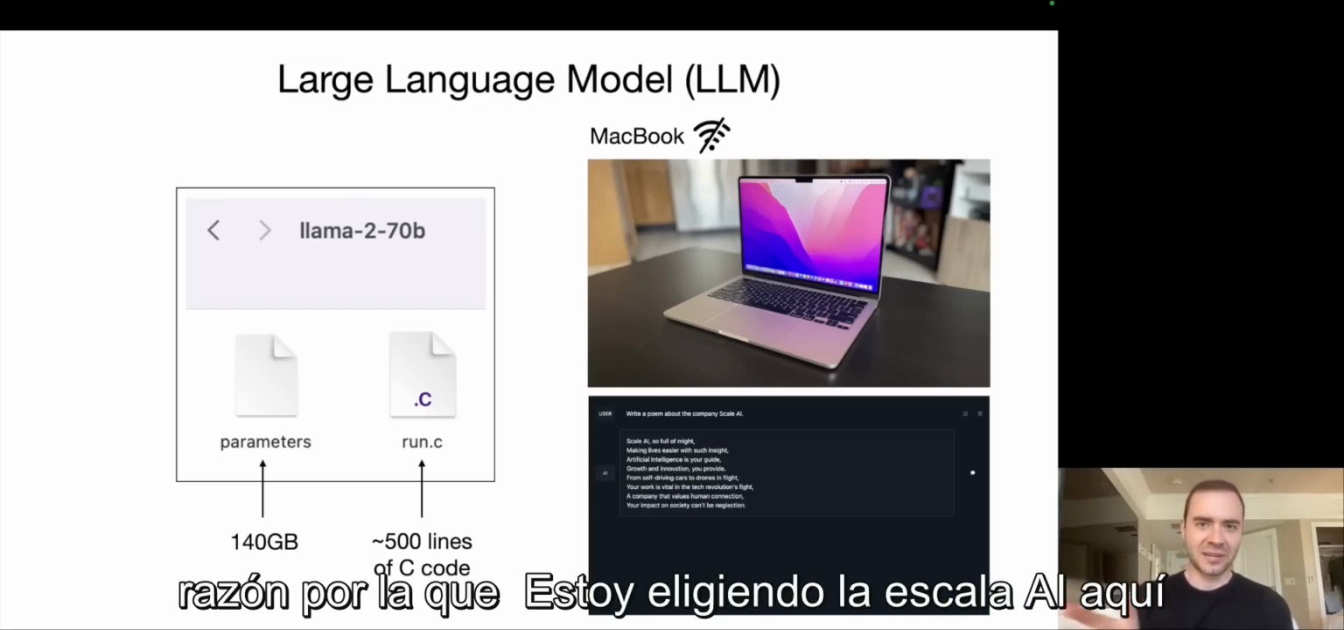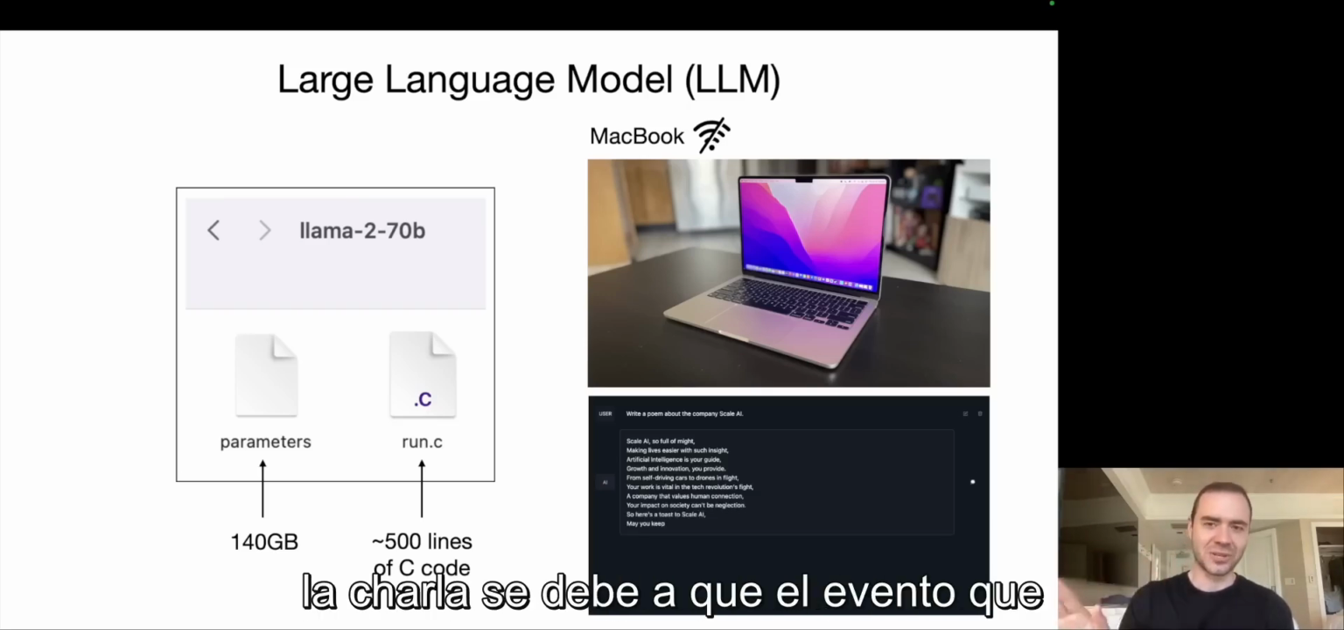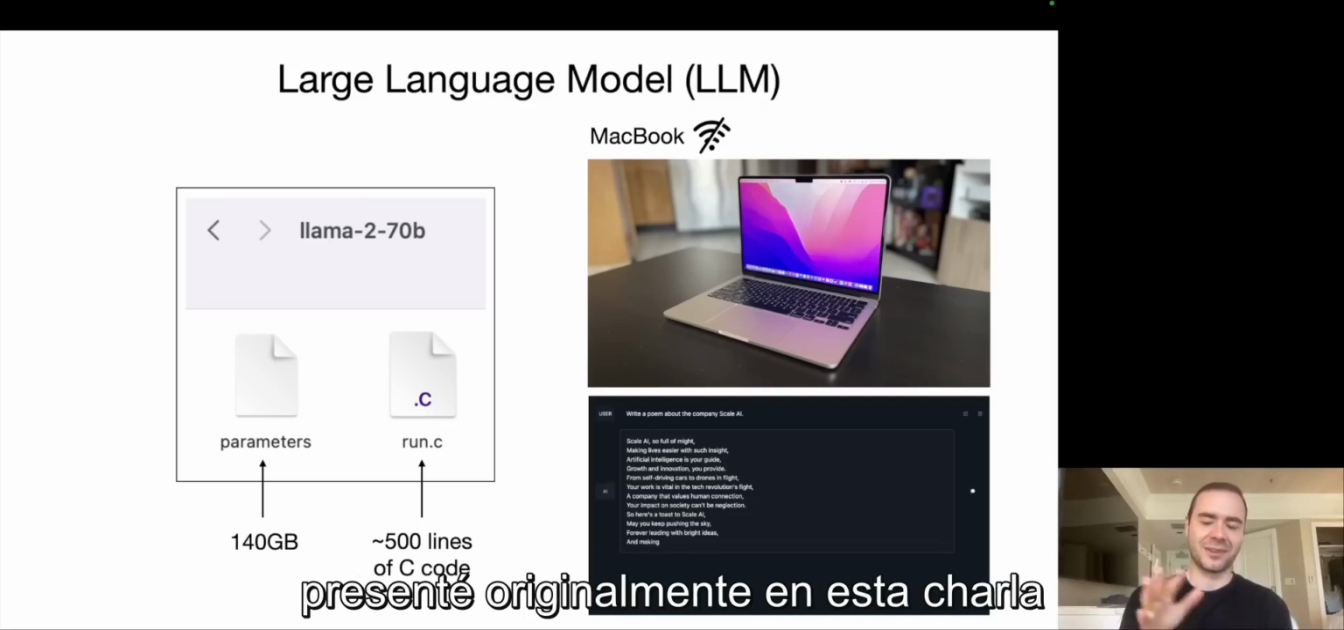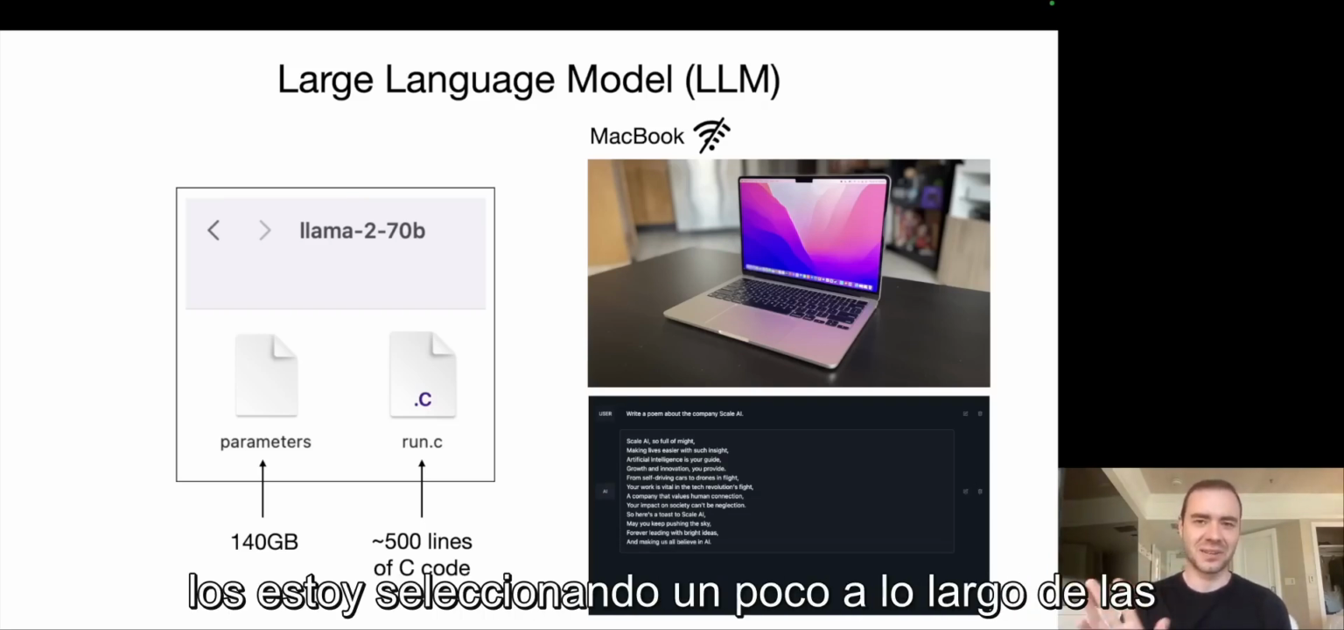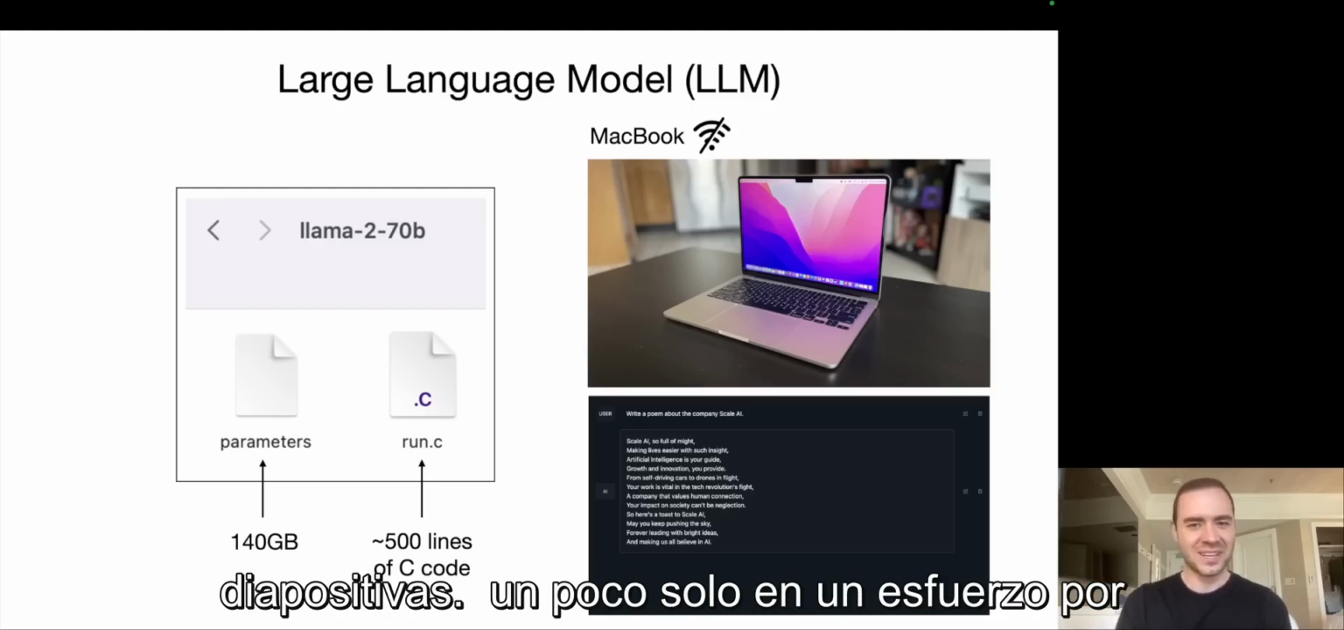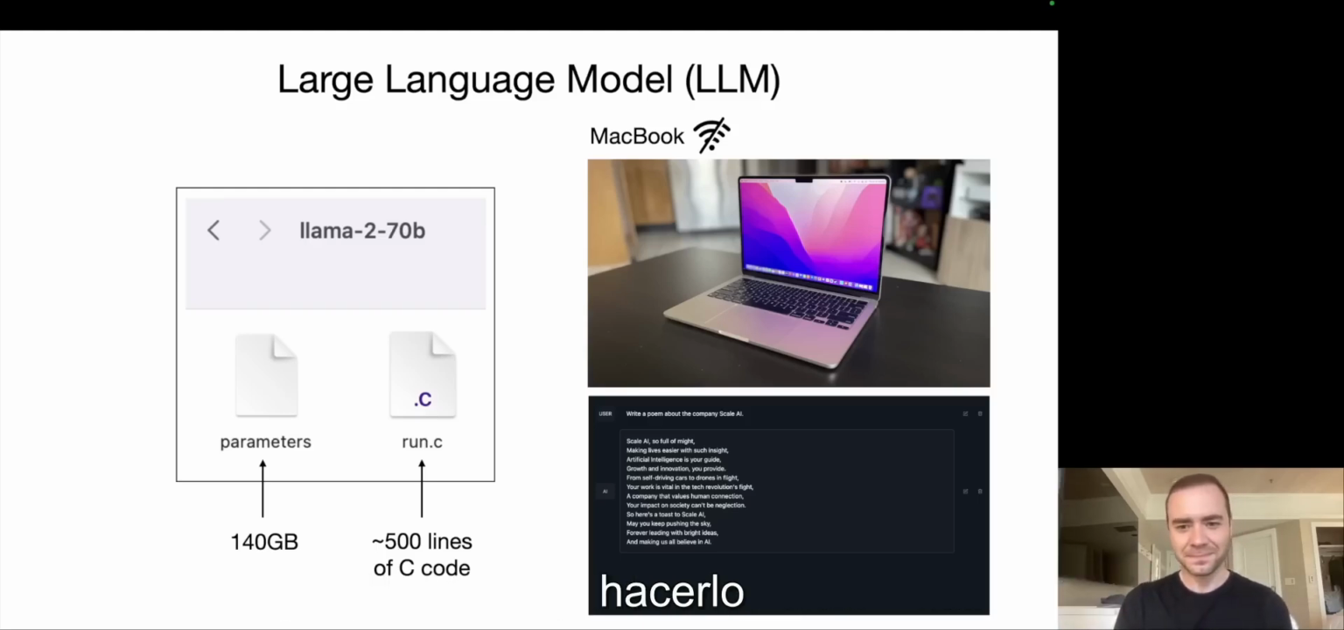Now, the reason that I'm picking on Scale AI here, and you're going to see that throughout the talk, is because the event that I originally presented this talk at was run by Scale AI, and so I'm picking on them throughout the slides a little bit, just in an effort to make it concrete.